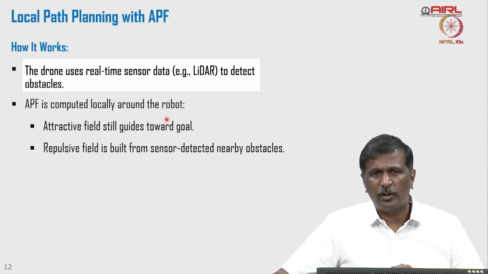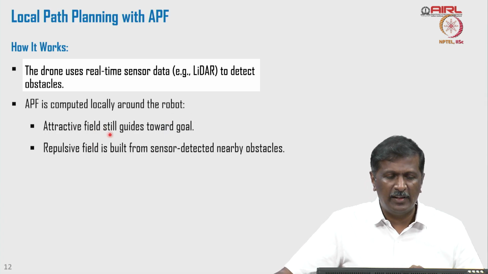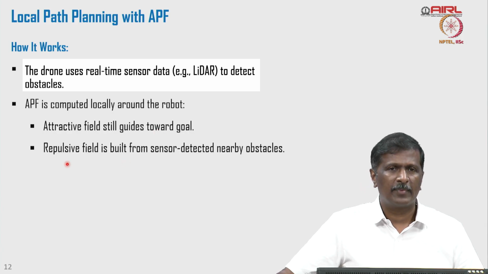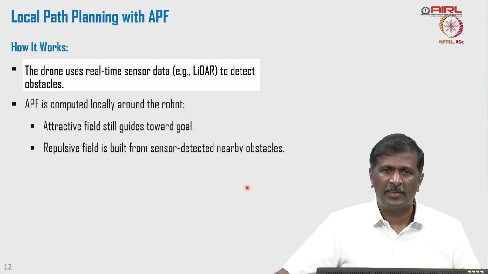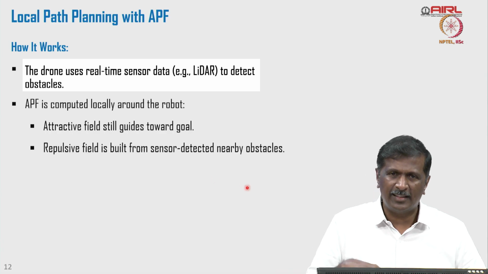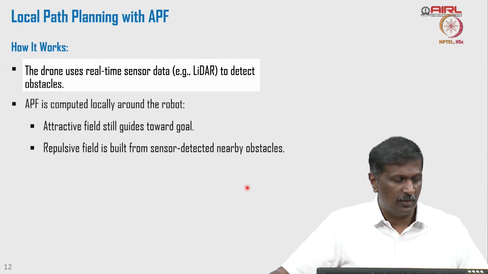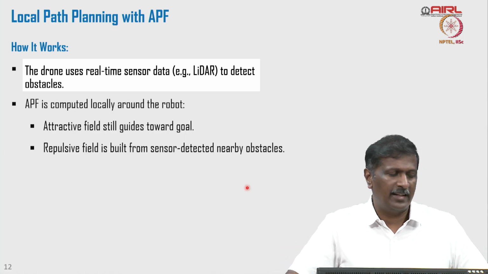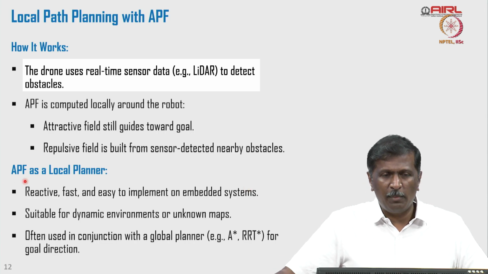APF is computed only locally around the robot. The attractive field still guides towards the goal. The goal could be the next waypoint which I am looking at. The repulsive field is built from the sensor-detected obstacles nearby. Wherever the conflict zone is, there is a repulsive field in the conflict zone. So, I need to generate a trajectory such that I can avoid the conflict zone. I can do it in real time so that even if it's a dynamic obstacle, I can handle it, right? So, how am I going to do it?